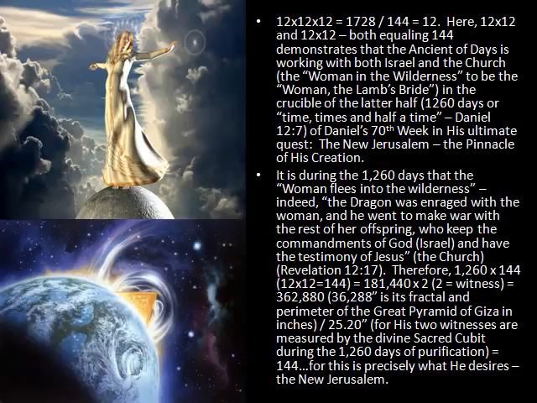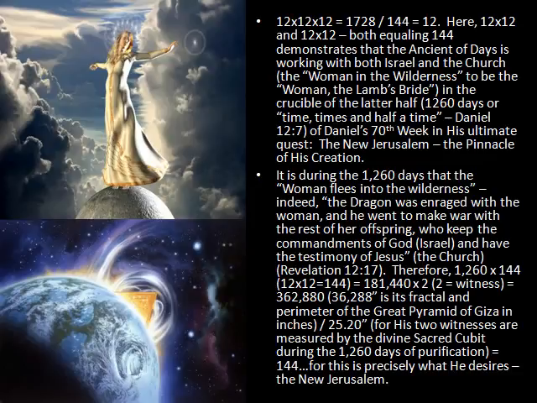Here, 12 times 12 and 12 times 12, both equaling 144, demonstrates that the Ancient of Days is working with both Israel and the church, the woman in the wilderness, to be the woman, the Lamb's bride. In the crucible of the latter half, that is the 1260 days, or time, times and half a time, or the 42 months, found in Daniel chapter 12 and verse 7 of Daniel's 70th week, in his ultimate quest of the New Jerusalem, the pinnacle of his creation.